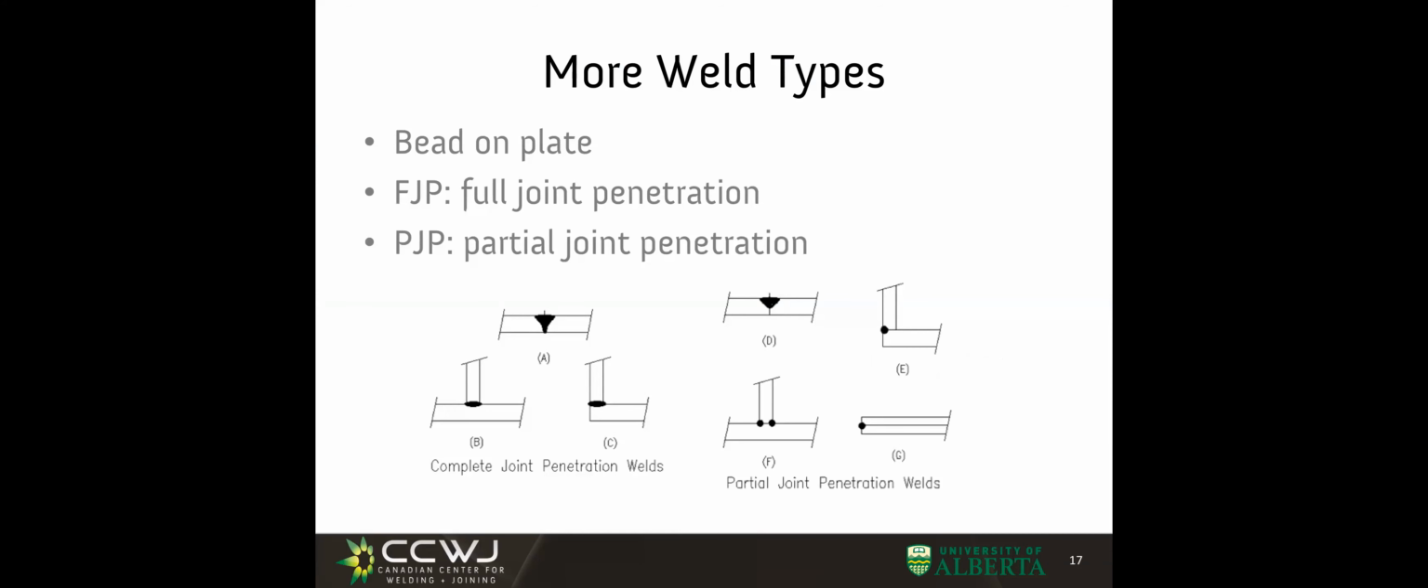So more about these weld types. If we have some types of weld, you weld on top of a plate, right? And we do this a lot for research. This is called bead on plate, when you don't put two plates together, but you just deposit the bead on top. FJP and PJP, we had discussed earlier on. Here we have an example of complete joint penetration, and here we have a partial joint penetration.